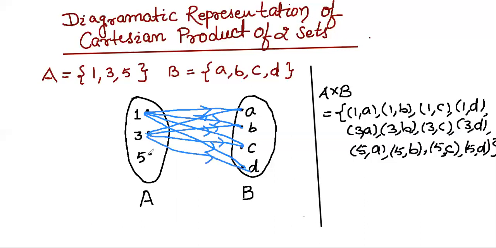Similarly, we will take the third element of set A. So 5, and 5 is related to a. So this is 5a, then 5b, then 5c, and then the next one is 5d. So this is the way to represent the Cartesian product by using a diagram. Okay, I hope it is clear for you all.